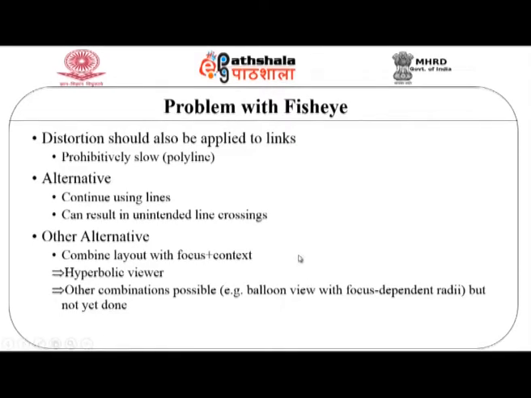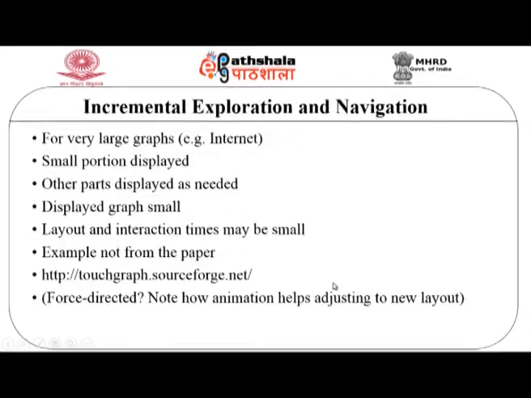layout. You can have something like a hyperbolic viewer, or various other possible combinations, like a balloon view with focus-dependent radii. Some of the incremental exploration and navigation techniques associated with the graph data type are, for very large graphs, you try to display only a small portion of it, and the other parts are displayed as and when they are needed. The displayed graph is going to be small, and the layout and interaction times may be small. The example is taken from this particular website.